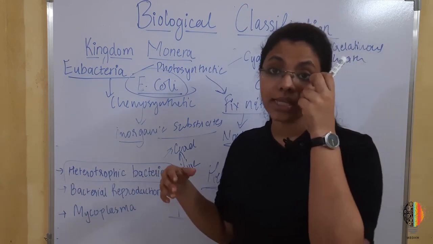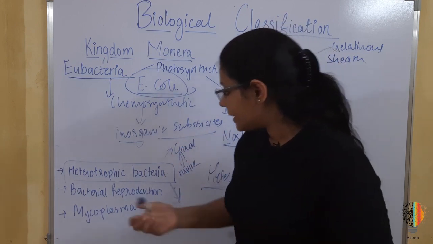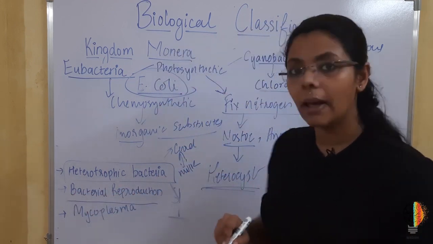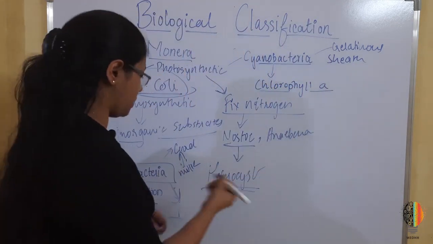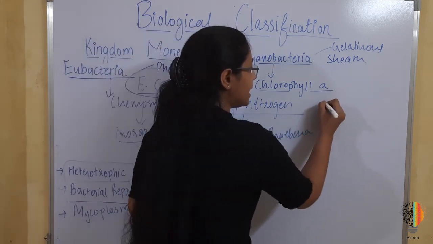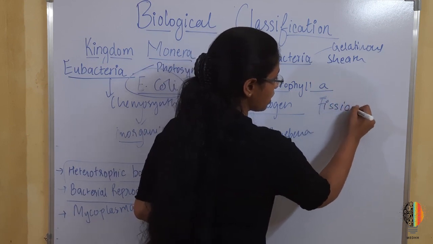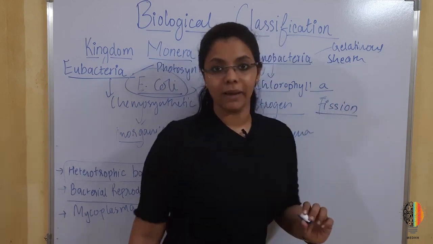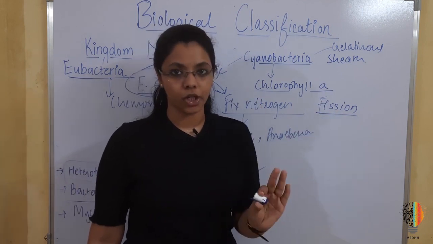What do they do? What are the mechanism and functioning? Then we will discuss bacterial reproduction. Now, bacterial reproduction, I'll be writing here. They normally reproduce by fission. Normal fission, asexual reproduction.